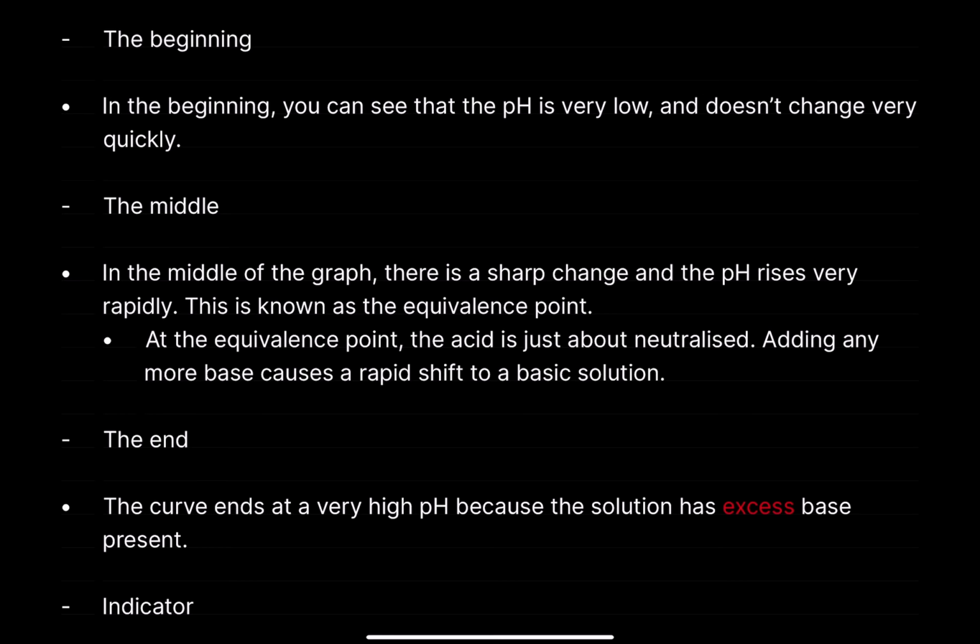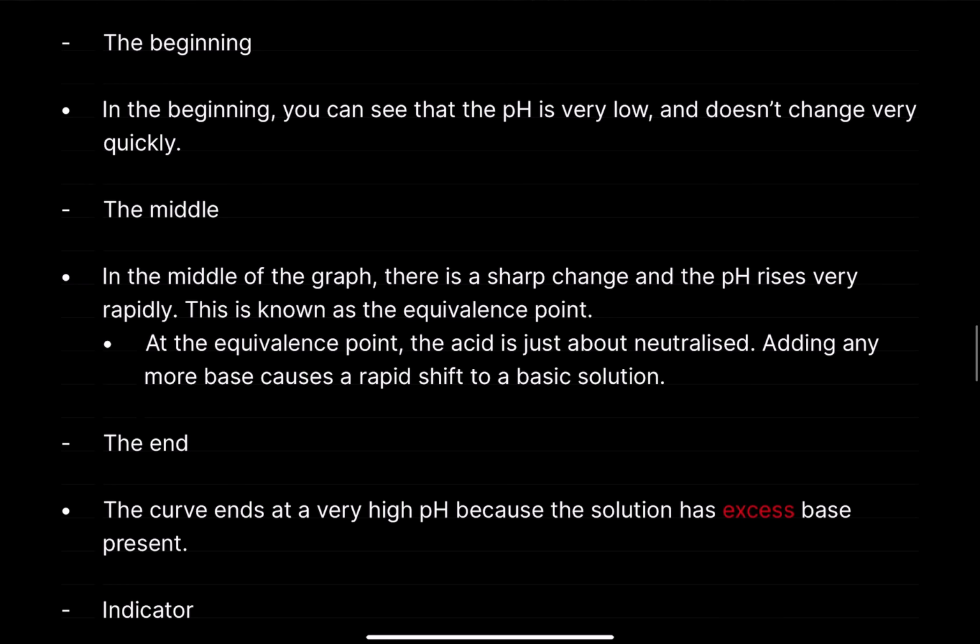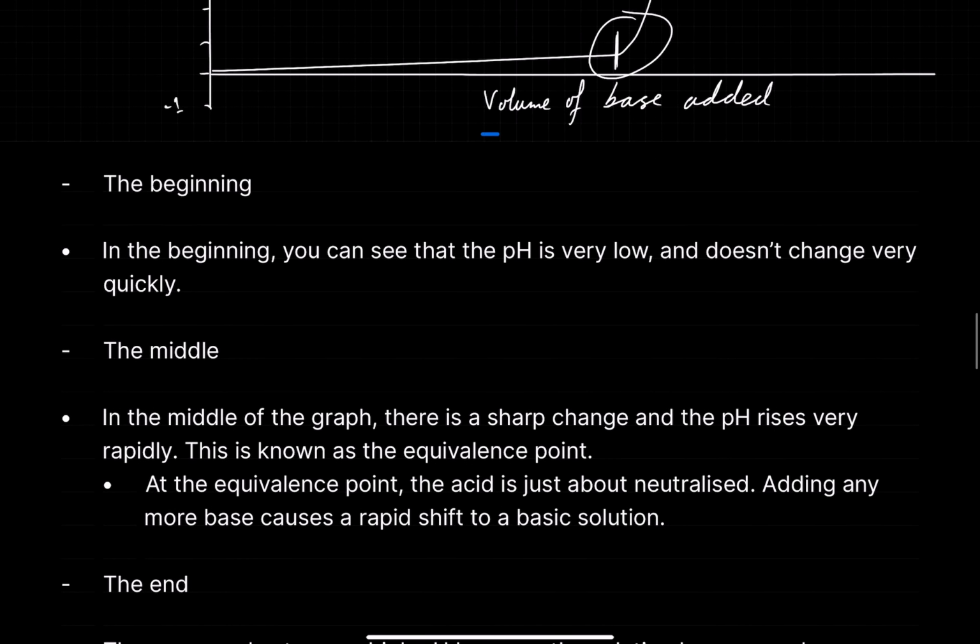Now, in the middle of the graph, there's a sharp change and the pH rises very rapidly, and this is known as the equivalence point. At the equivalence point, the acid is just about neutralized.